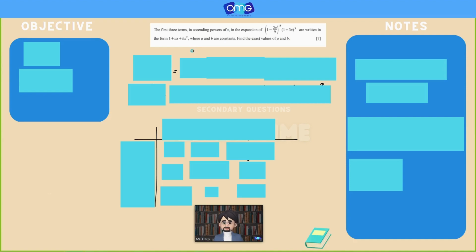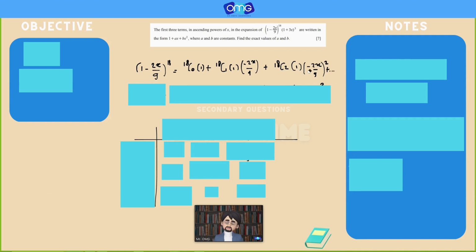Secondary questions. The first three terms in ascending power in the expansion of this are written in the form. So the objective is to find the values of a and b. Okay, let's look at 1 minus 2x over 9, to the power of 18. What is the binomial expansion of this? We have a formula to expand this, which is 18C0 times 1 to the power of 18, which is 1, plus 18C1 times minus 2x over 9 to the power of 1, plus 18C2 times minus 2x over 9 to the power of 2. Why do we not continue? Because they're only asking until x squared here.